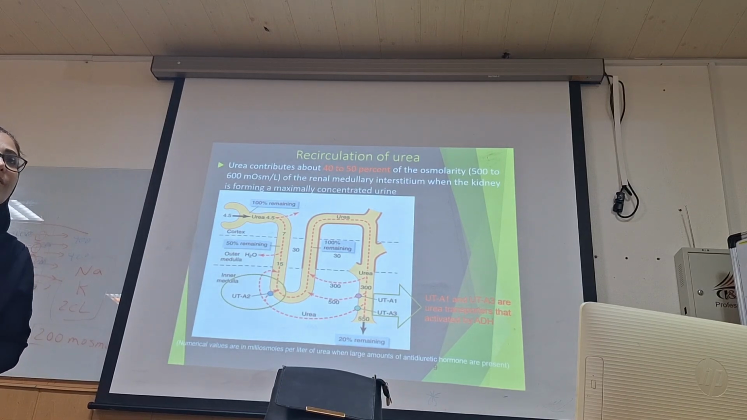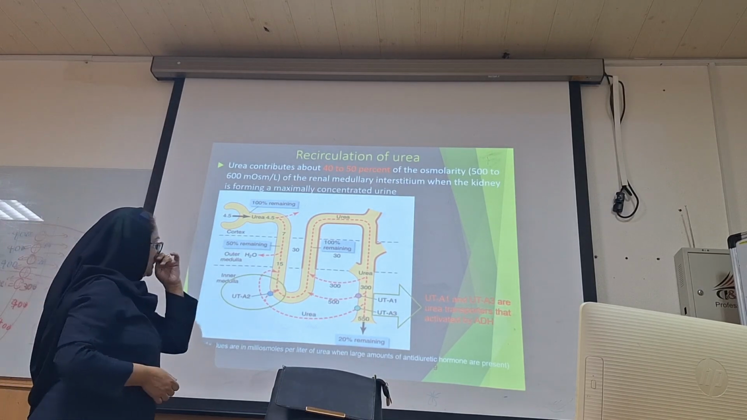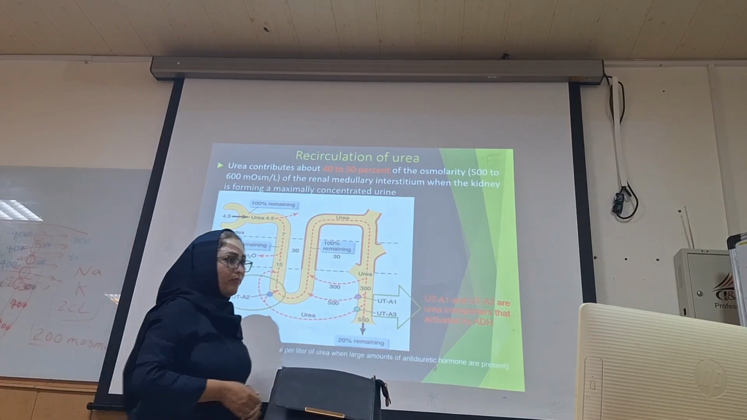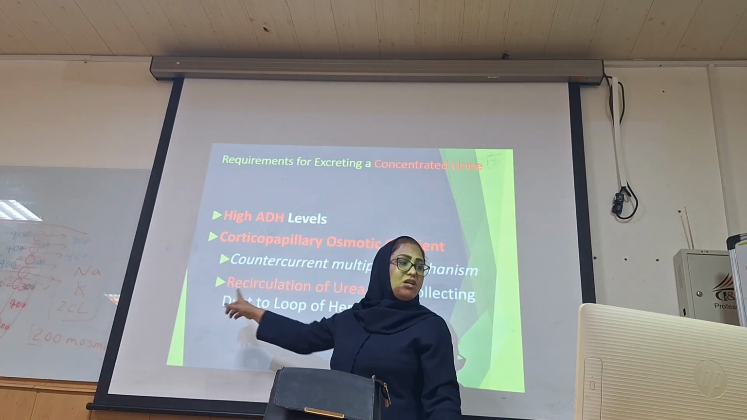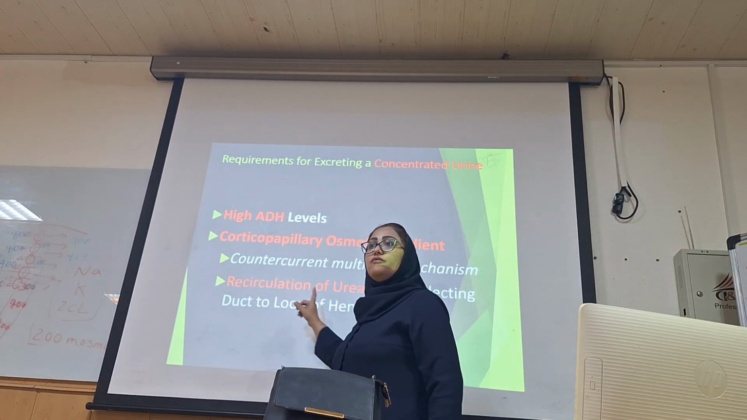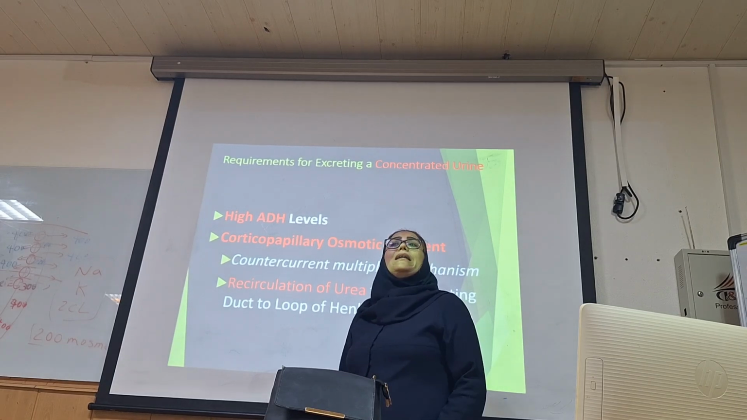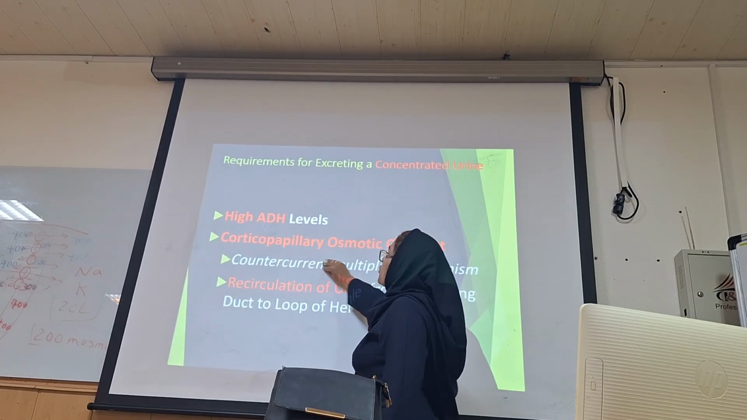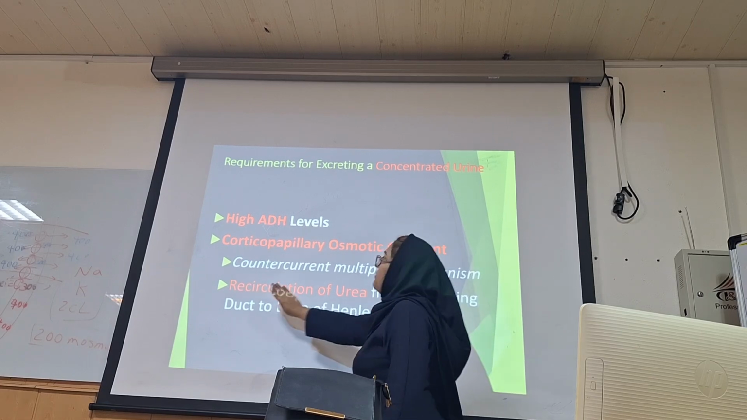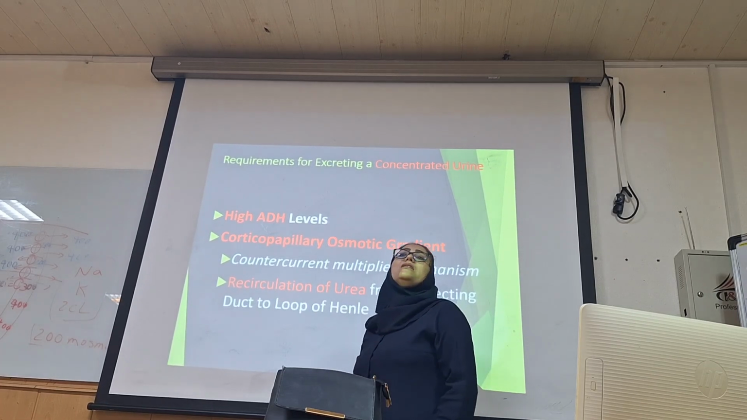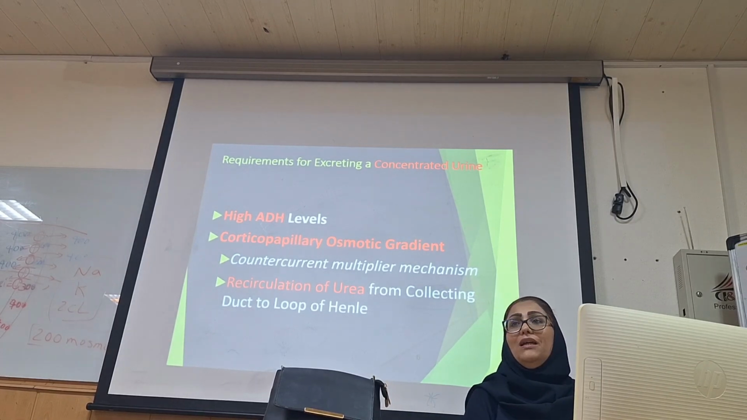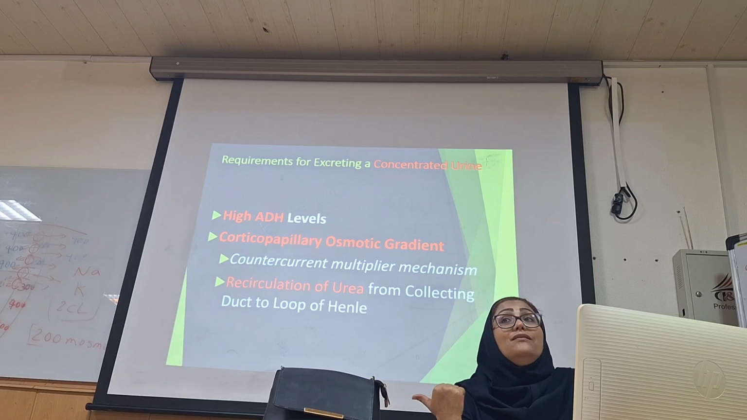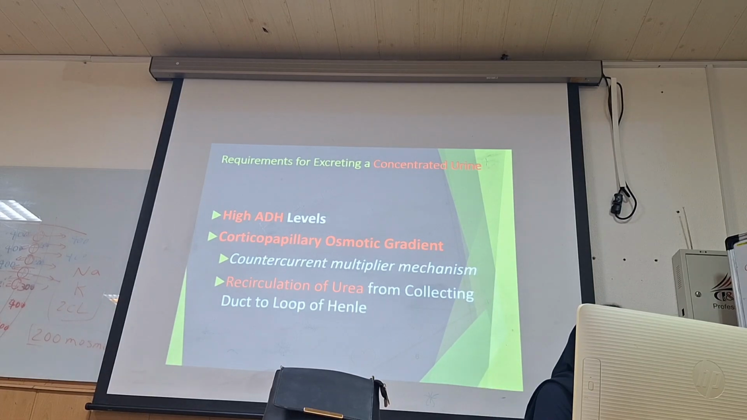Was it killing you? No. No question? It is urea recirculation from the collecting duct to the loop of Henle. 600 milliosmol is for this mechanism, 600 milliosmol is for the second one. Okay, now the kidney is able to produce urine with 1200 milliosmol per liter.